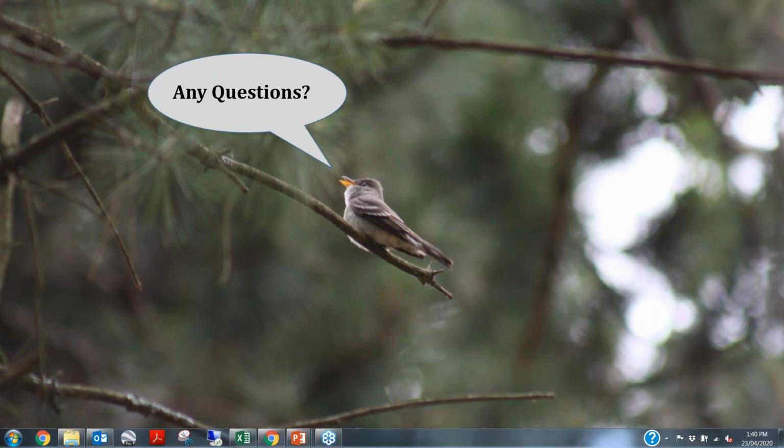Ron Reinholdt, are hairy woodpeckers cavity nesters as well? Yes, they are cavity nesters as well. Similar habitat to the downy woodpecker, a little bit larger cavity hole just because of their larger size. But yes, they are a cavity nester as well.